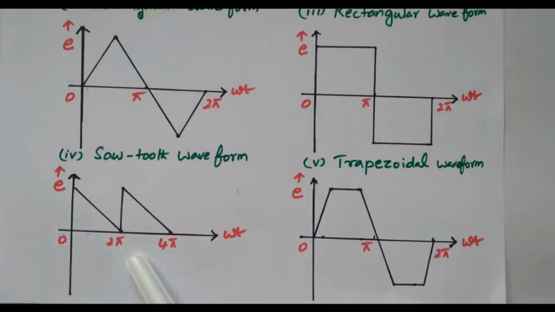So only the sawtooth waveform is non-alternating. The remaining waveforms are all alternating waveforms. Now we'll go to the remaining terms of the AC terminology.